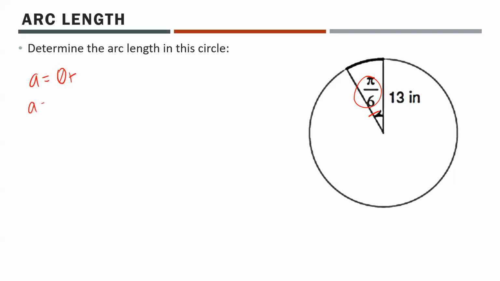So we can just say arc length equals pi over 6 times your radius, which is 13.